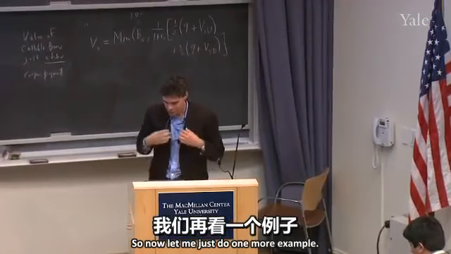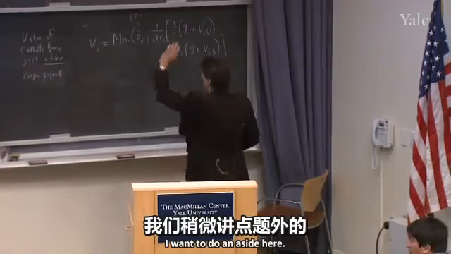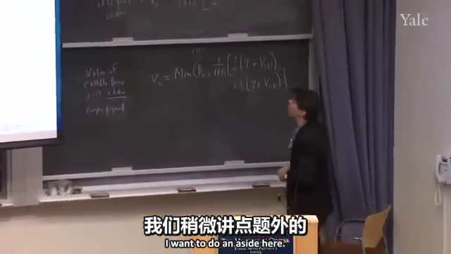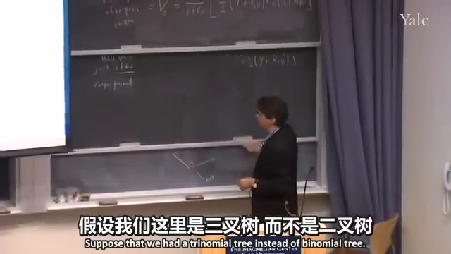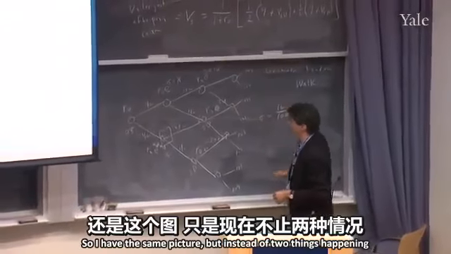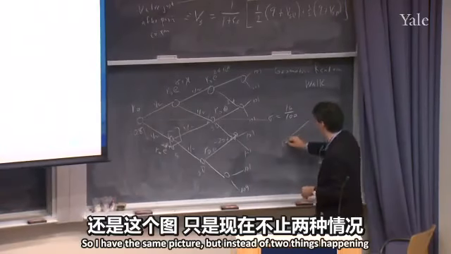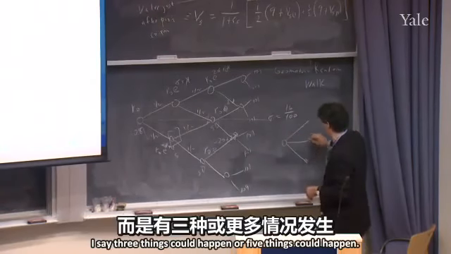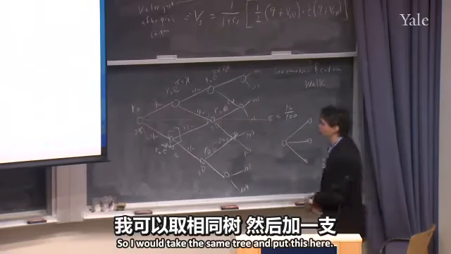All right, so now let me just do one more example. Okay, now I want to do an aside here. Suppose that we had a trinomial tree instead of a binomial tree. So I have the same picture, but instead of two things happening, I say 3 things could happen, or 5 things could happen.